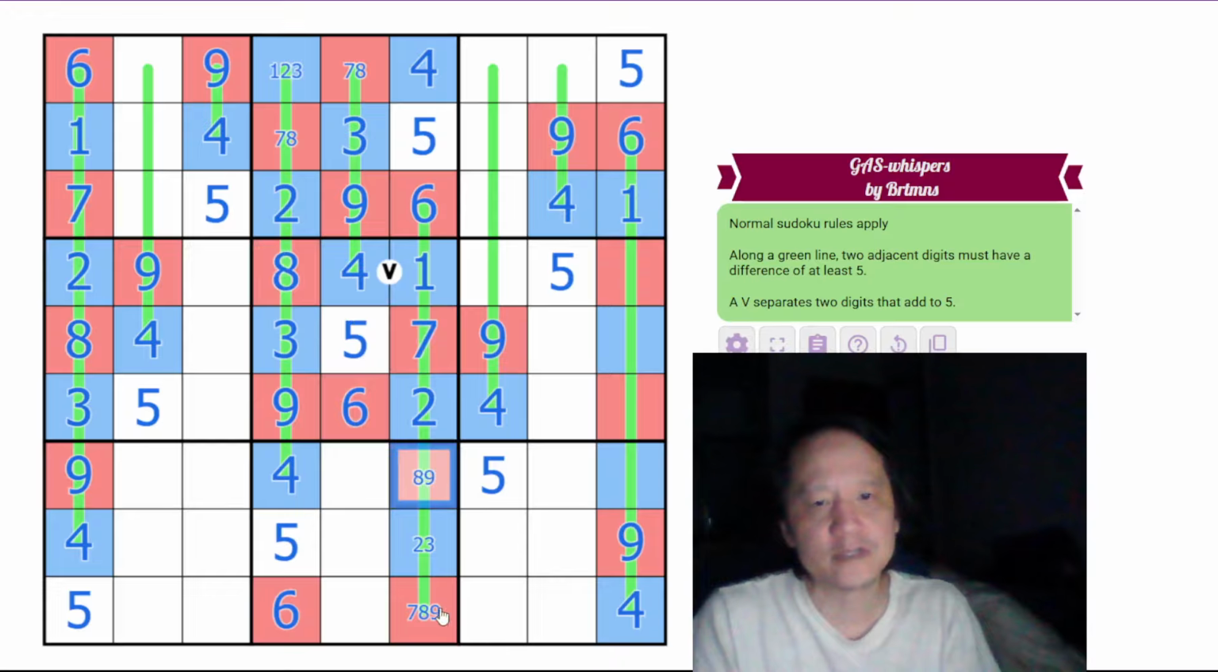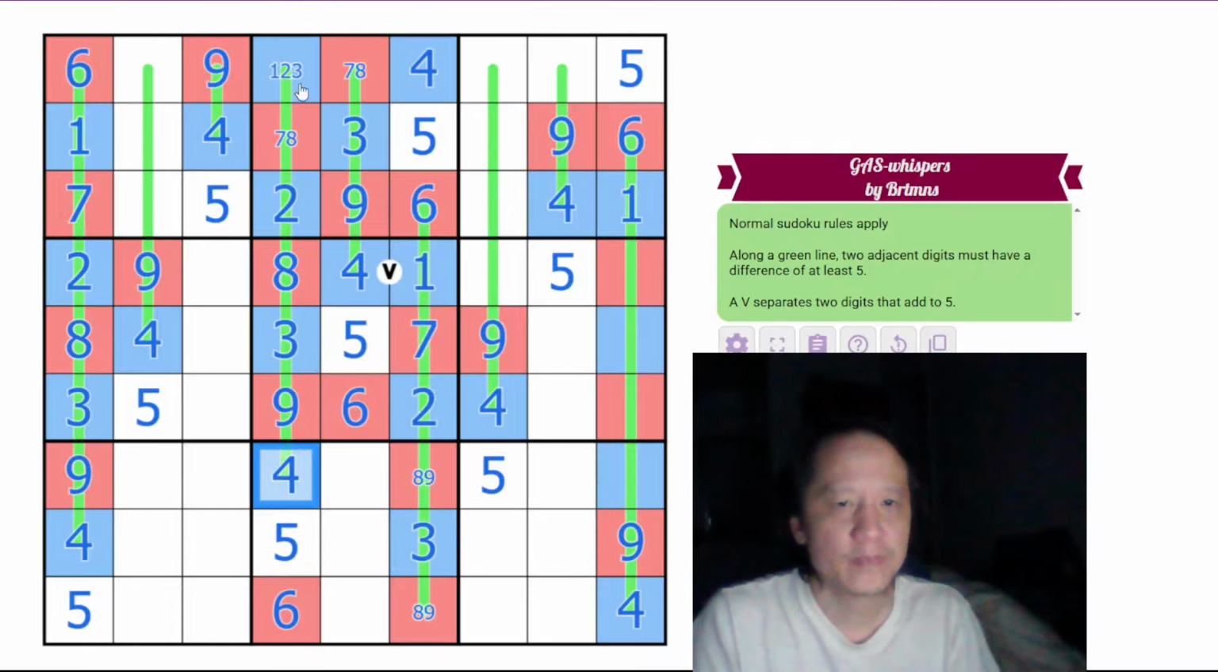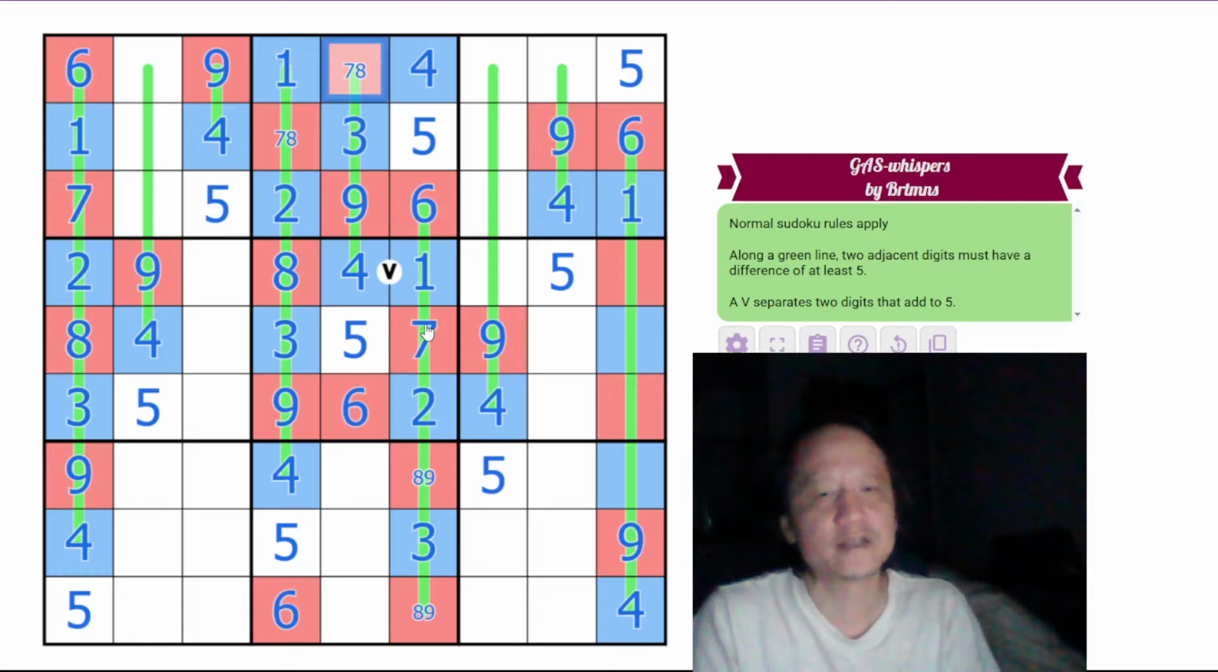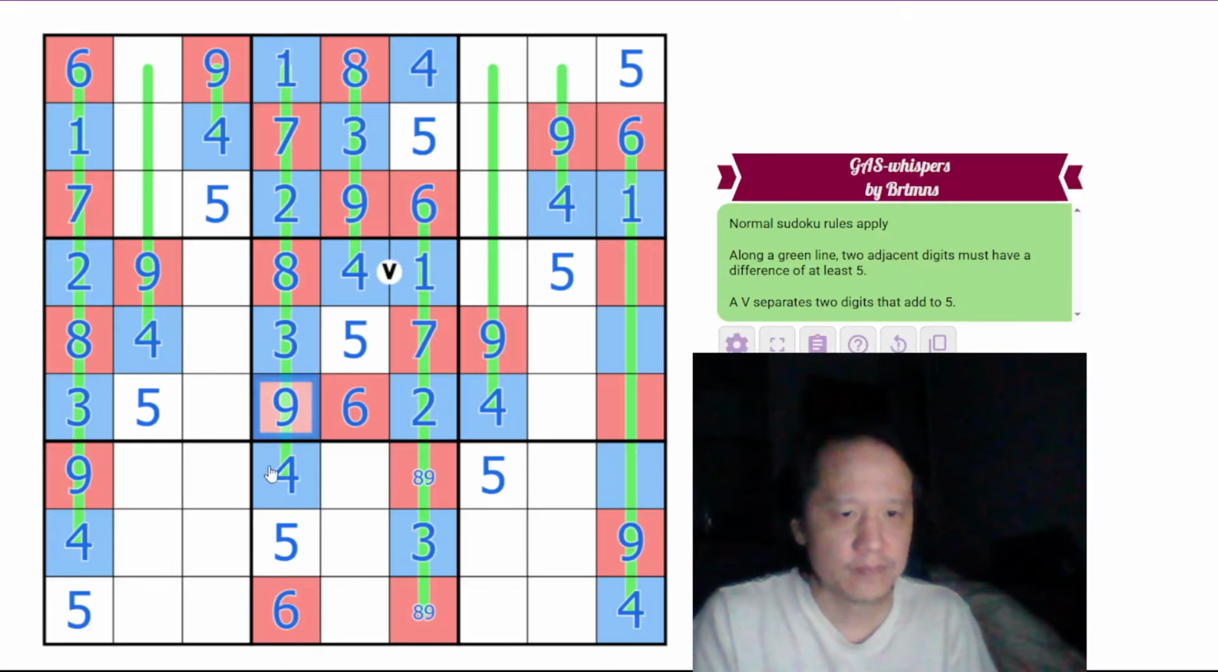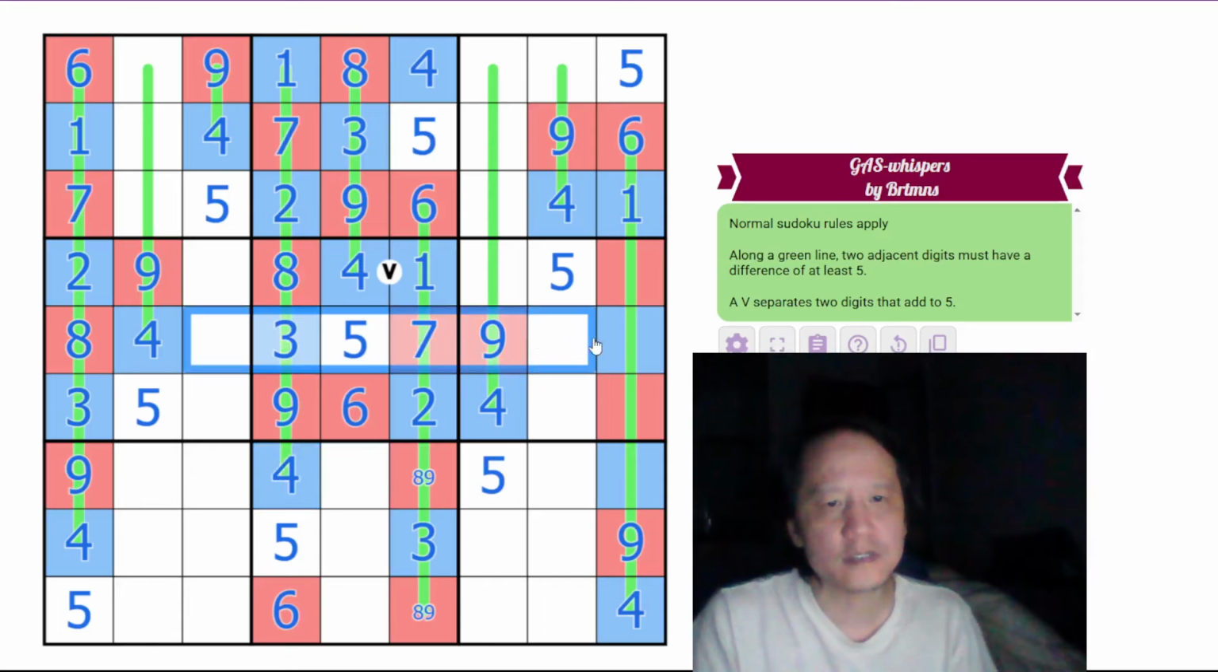That eliminates 7 here. This 2 eliminates 2 here, so this is 3. This can't be 3 or 2, so it's 1. 3 can only be next to 8 out of 7 or 8, so this is 8, that's 7. Let's see. This is low, and it cannot be 1, 3, or 4, so this is 2, which makes this 3.